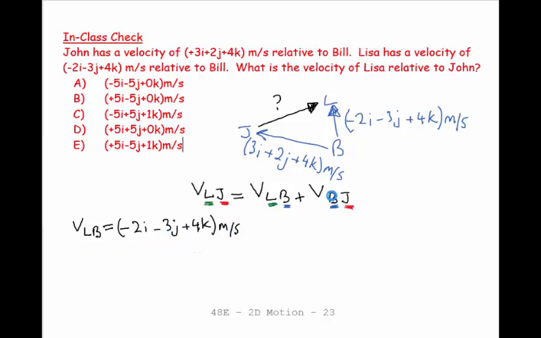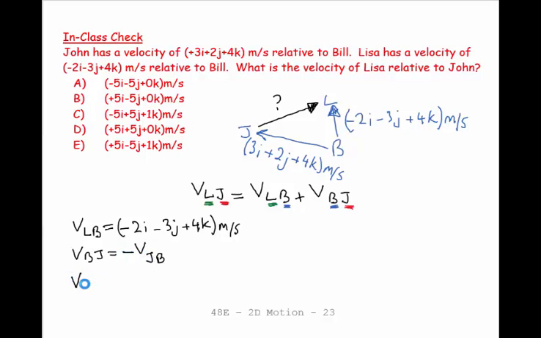So that's my first piece of information. Then the second thing I need is the velocity of Bill relative to John. And if I look here, what I see is that I actually have the velocity of John relative to Bill. I have the opposite of what I want. So the velocity of Bill relative to John is equal to minus the velocity of John relative to Bill. That's an important thing to realize: the velocity of Bill relative to John is equal to the opposite of the velocity of John relative to Bill.